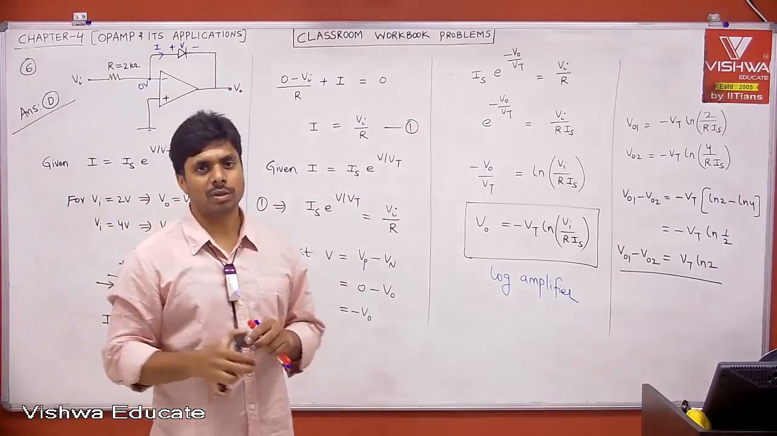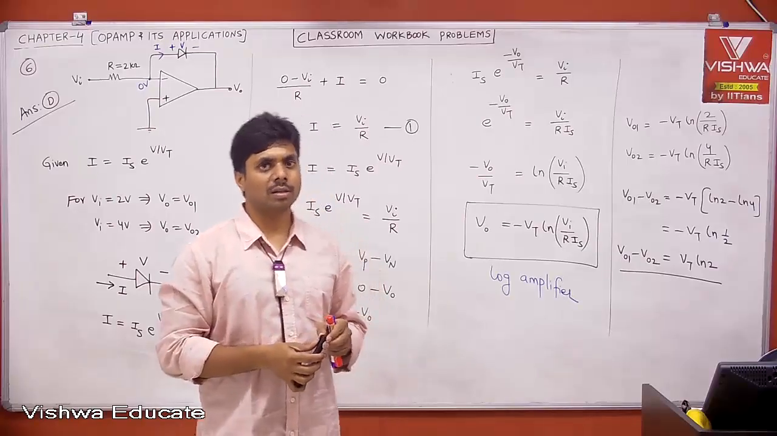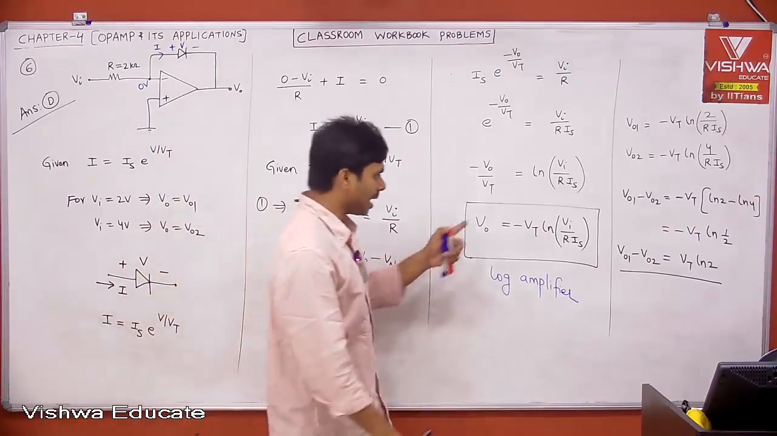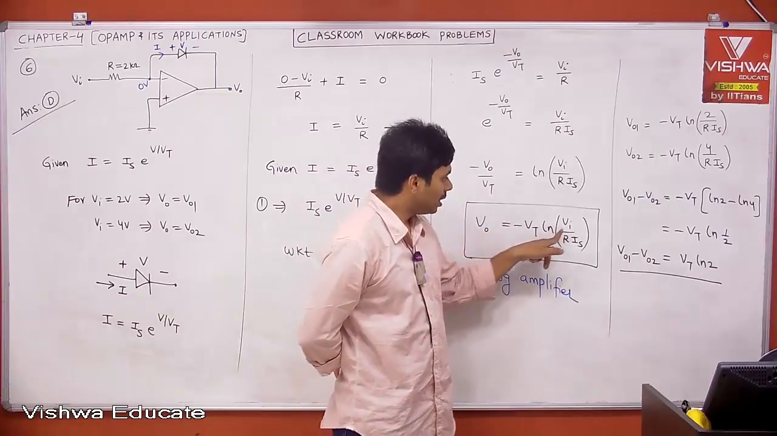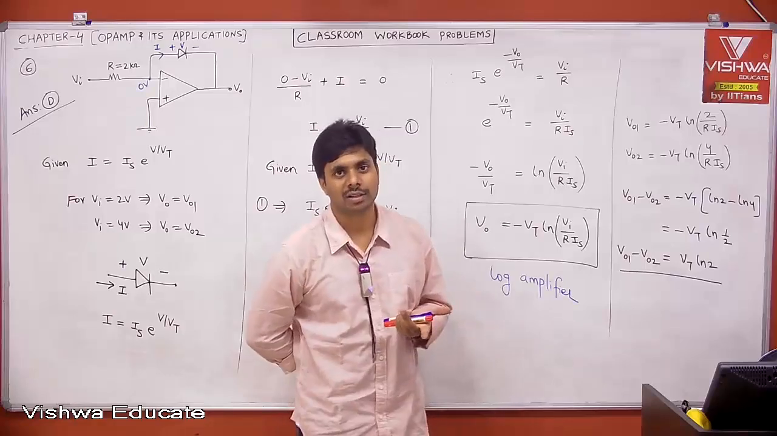I hope everybody understood the procedure. There are similar problems to the log amplifier, right? If you understand this, it is true. Mathematically also it is explaining something: if VI is negative, log of negative is undefined.